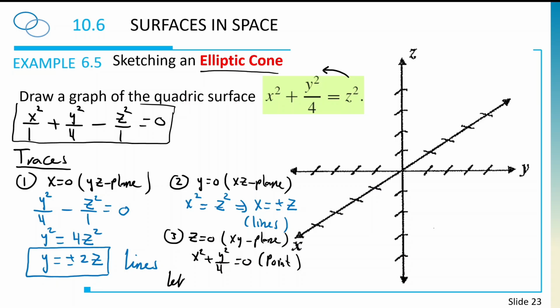I'll say let z be equal to k. What should k be in this case? Again, it should be positive, right? One more time, just like before, it should be positive. Okay, but anyway, it will be z squared, so it's positive anyway. So now the equation should be what? X squared plus y squared over 4 equals k squared. And this is again an equation of circles.